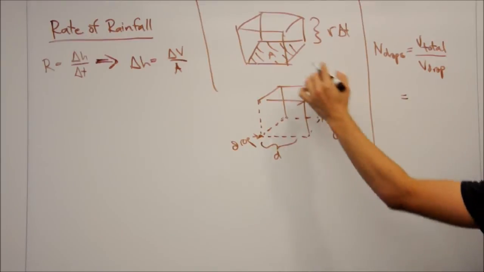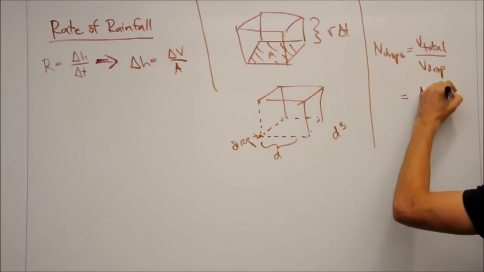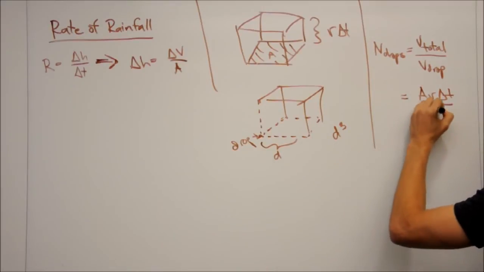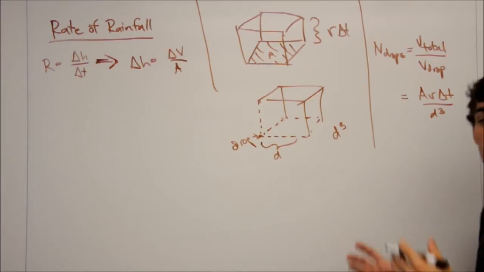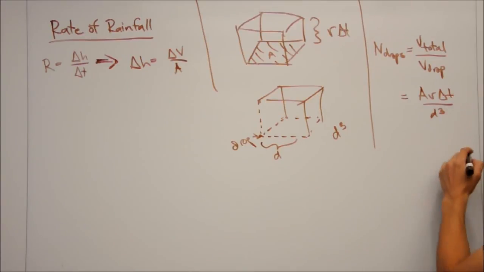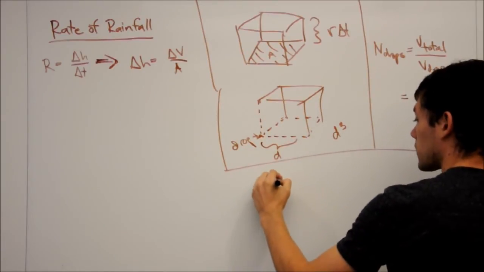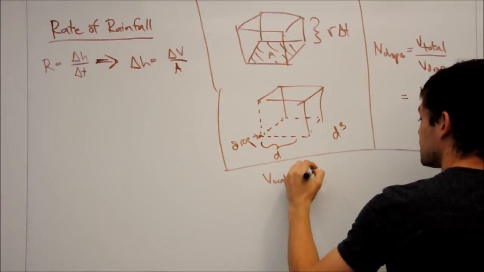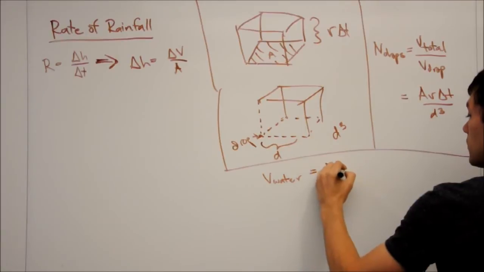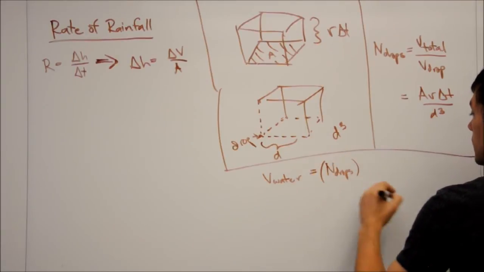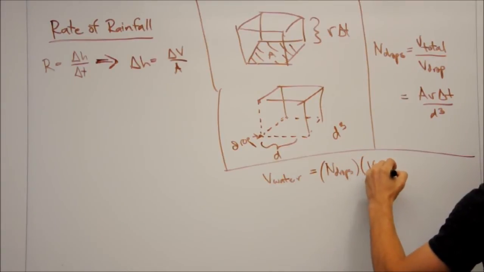And what that's actually going to end up being is we have A times V delta T for the volume up here, and down here we just have d cubed. So that's going to be the number of drops that fall in a given area over a certain time delta T. And so now what we can do is we can estimate the total volume of water that falls in that area. And that's going to be the number of drops times the volume of a single raindrop.